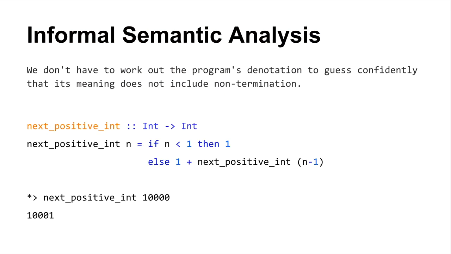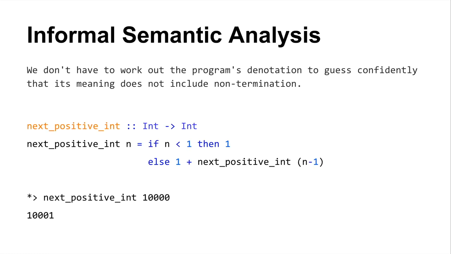I've got a contrived example that shows this. I've got this nextPositiveInt function that takes an integer and returns an integer. You don't have to do the denotation for this function to see that its meaning does not include non-termination, right? It is not a partial function. So its behavior is, you apply it to some number and it'll count up to that number. So nextPositiveInt 10,000 is going to give you 10,001.